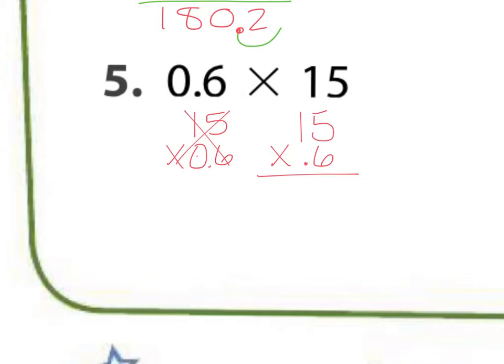Then I'm going to multiply the 6 times the 5, and that is 30. And then the 6 times the 1, that's 6, plus 3 is 9. We don't have a decimal place in our first factor of 15. We have one decimal place in our second factor because we have a 6 in the tenths place. So we are going to move the decimal once, put our decimal right here. And so we have 9 and 0/10. Well, that's the same thing as just saying 9, so we could just write it like that.